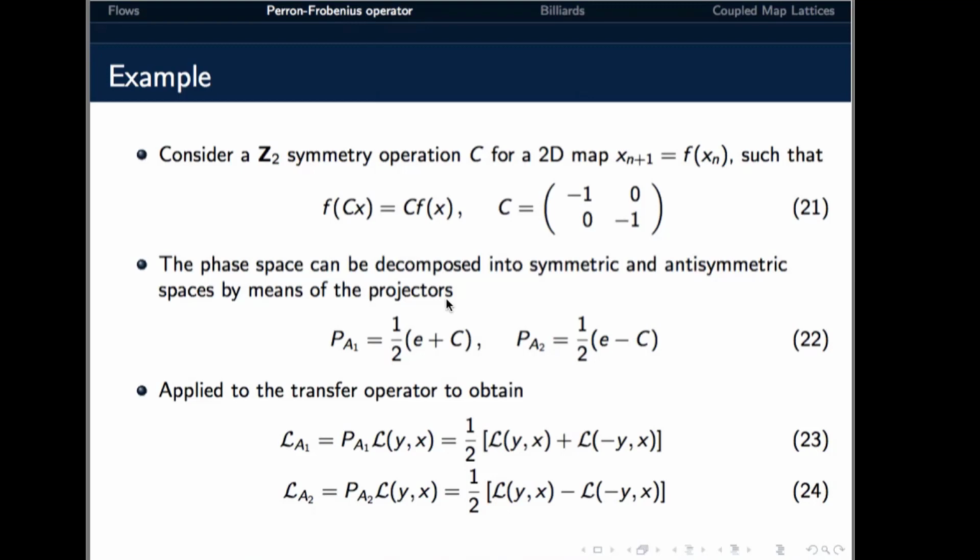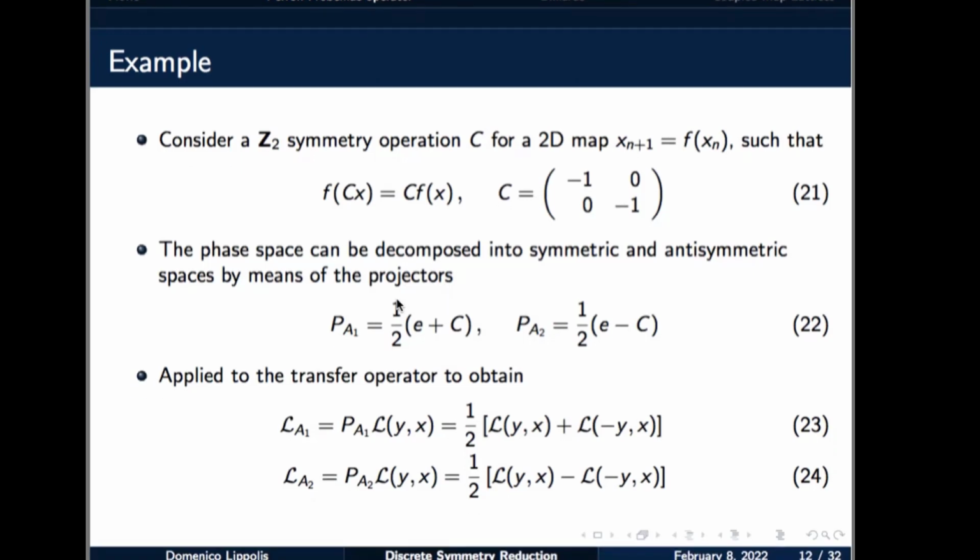Any function can also be split between two projectors that represent symmetric and anti-symmetric dynamics, and we can do that also for the operator. Now, of course, minus y means that we are applying the symmetry condition, sorry, the flip condition, so the C operation, to 1. Again, y and x are both vectors of two variables each. So this is the output variable. So what we're doing is just applying this operation C to the output variable of the operator.